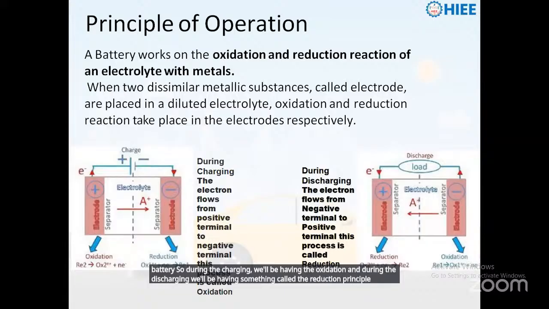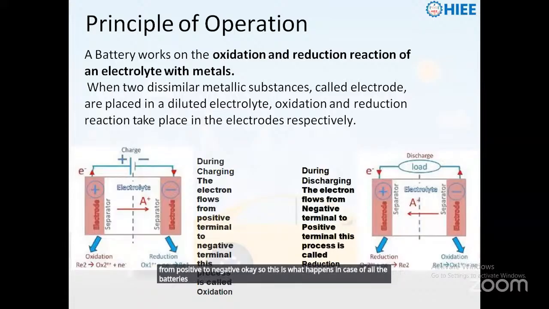Now, if this is the direction of electrons, then the direction of current will always be opposite to the direction of electrons. So during the charging, the current will be passing from the negative terminal to the positive, and during the discharging, the current will be passing from the positive to the negative. This is what happens in all the batteries.